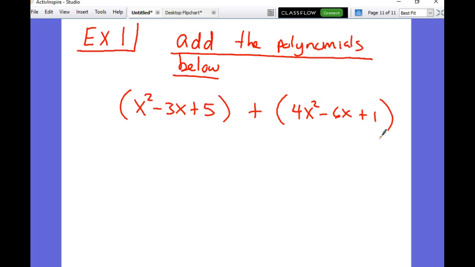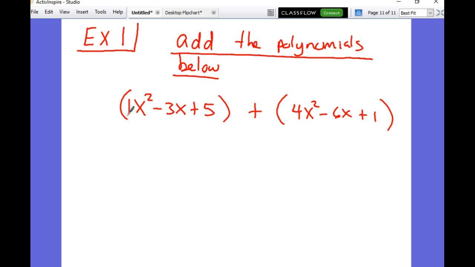Now, the x squared is missing something. What is it missing? The coefficient, right? But if it's not there, that doesn't mean it doesn't have one. It's just 1, right? So now, here we go. Let's combine our like terms.